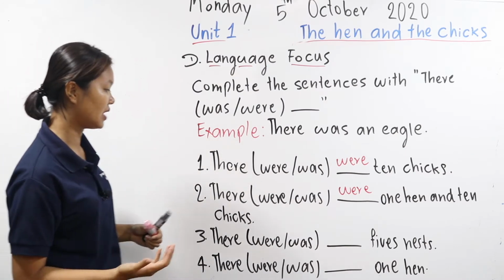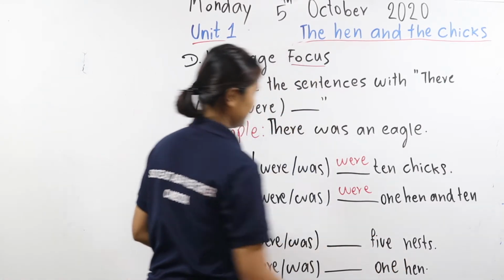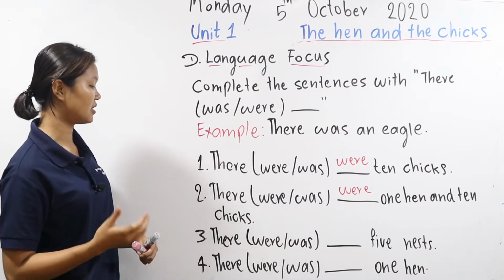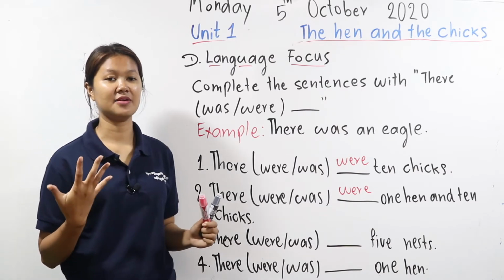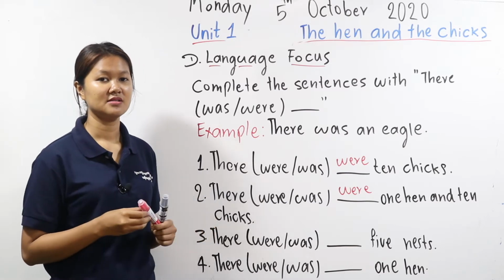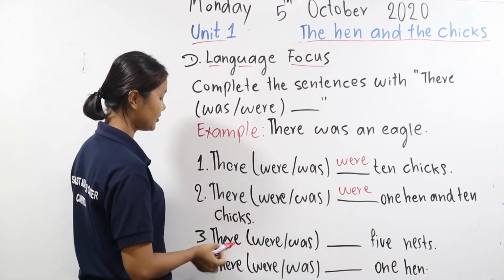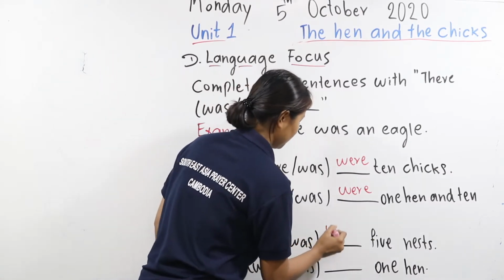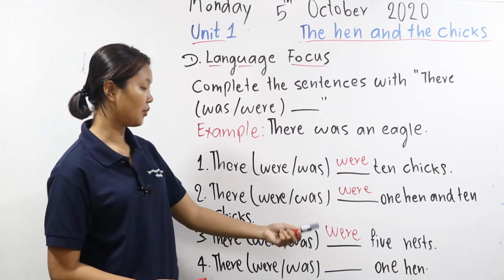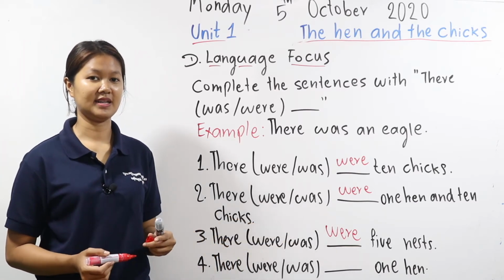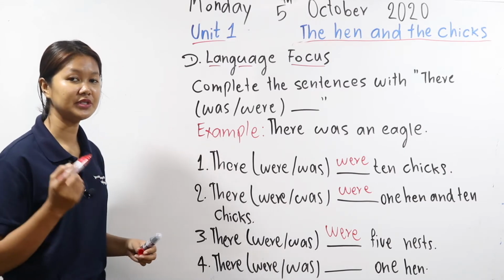Okay. Now number 3. There were or there was 5 nests. So 5 nests. 5 is more than 1, right? So it is plural. So if plural, we will use were. Okay, last. Number 4, there were or there was 1 hen. 1 hen. 1 is singular. So singular, we will use was.